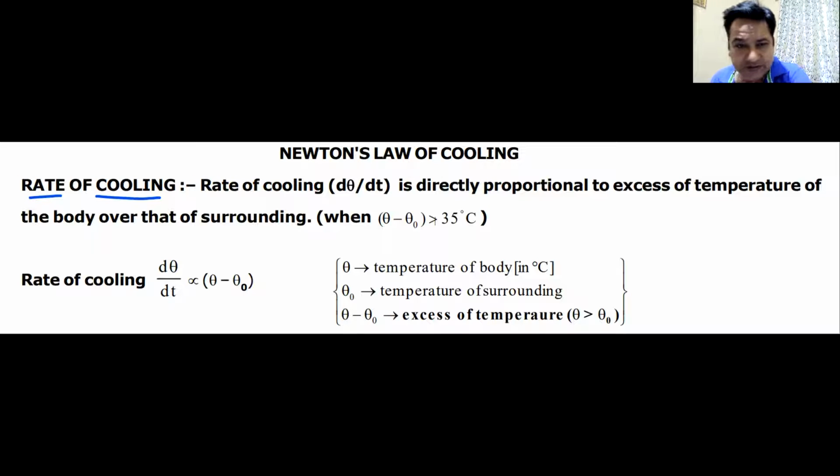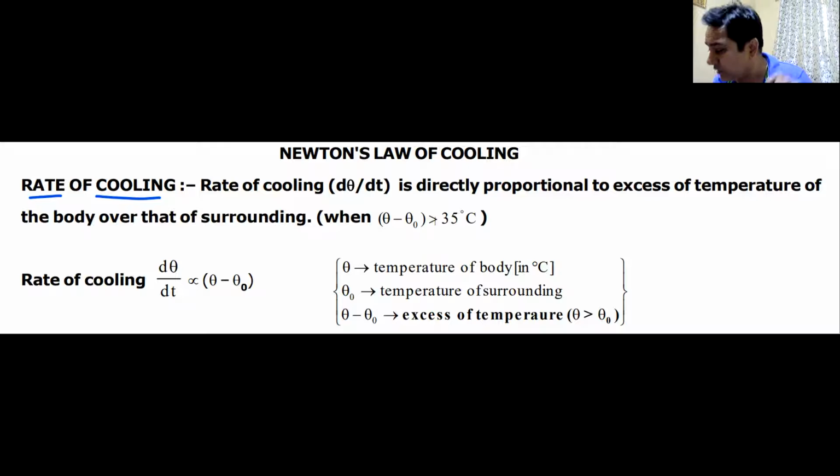Rate of heating means the rate at which the temperature of the body is going up. It is rate of cooling, but it is also applicable for rate of heating. Normally, we assume that things are at a higher temperature than the surroundings. Therefore, it is known as rate of cooling. Cooling or heating doesn't matter, it is one and the same thing. Do we understand this?